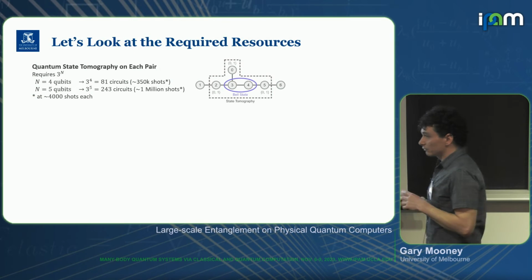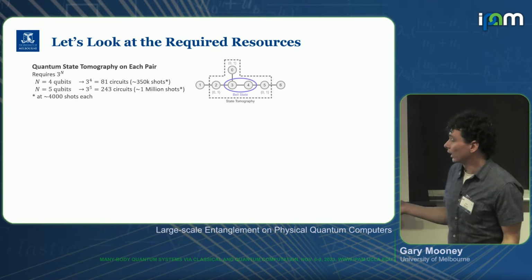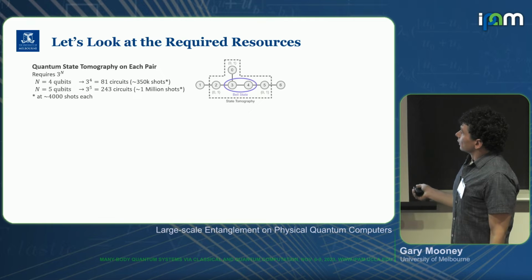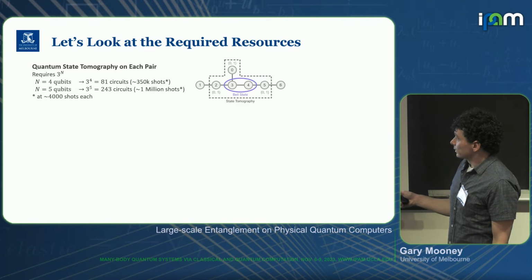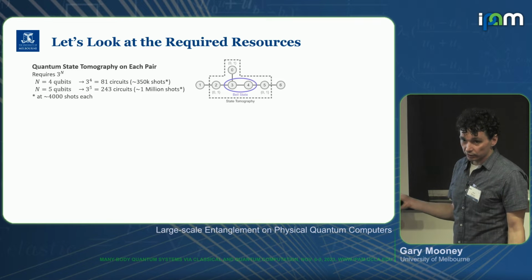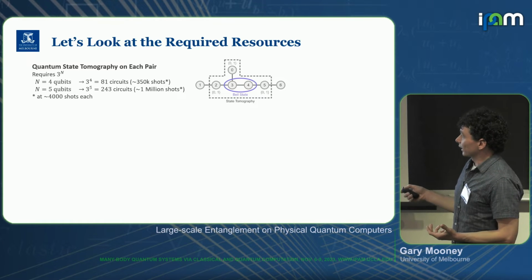So before we do that, let's have a look at what the current resource requirements are for our algorithms. Doing quantum state tomography on 5 qubits is going to take 243 circuits. And if we're using something like 4,000 shots for each of those circuits, then we're looking at about 1 million shots.